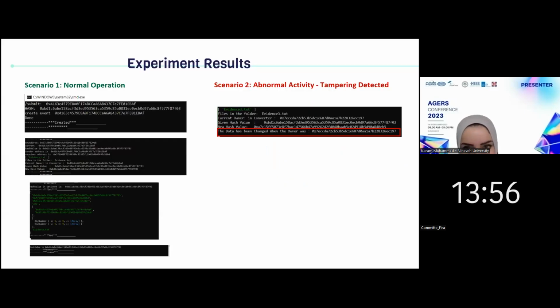So here are the experiment results of the two scenarios. The first one is normal operation and the second one is abnormal activity with tampering detected.